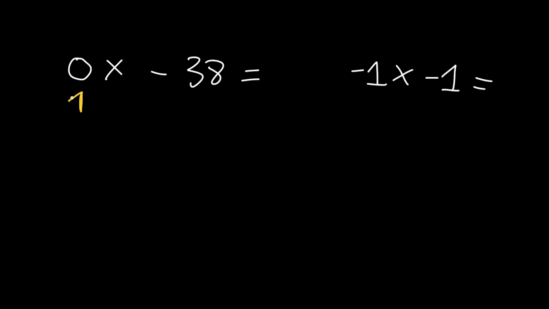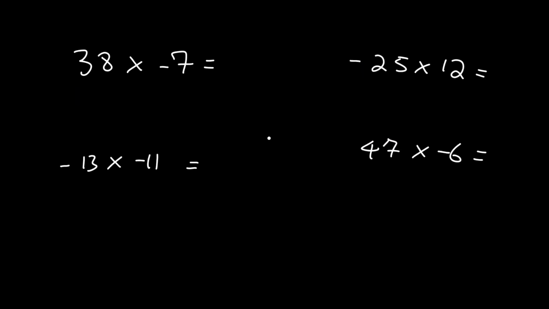Now go ahead and solve these two numbers. 0 times negative 38 and negative 1 times negative 1. Any number multiplied by 0 will give you 0. It doesn't matter if you multiply 1,000,000 times 0, you will always get 0. Now, a negative times a negative gives you a positive. And 1 times 1 gives you 1. So any number multiplied by 1 will give you back that number.